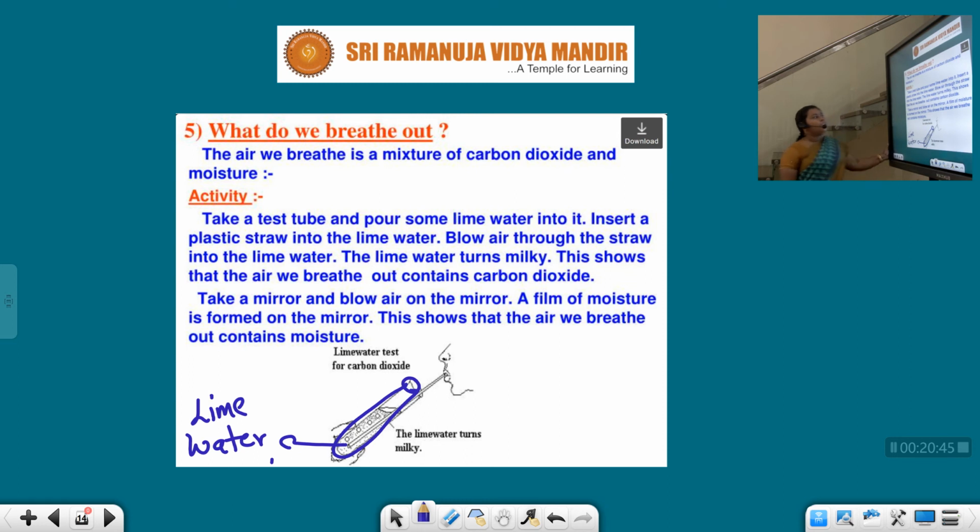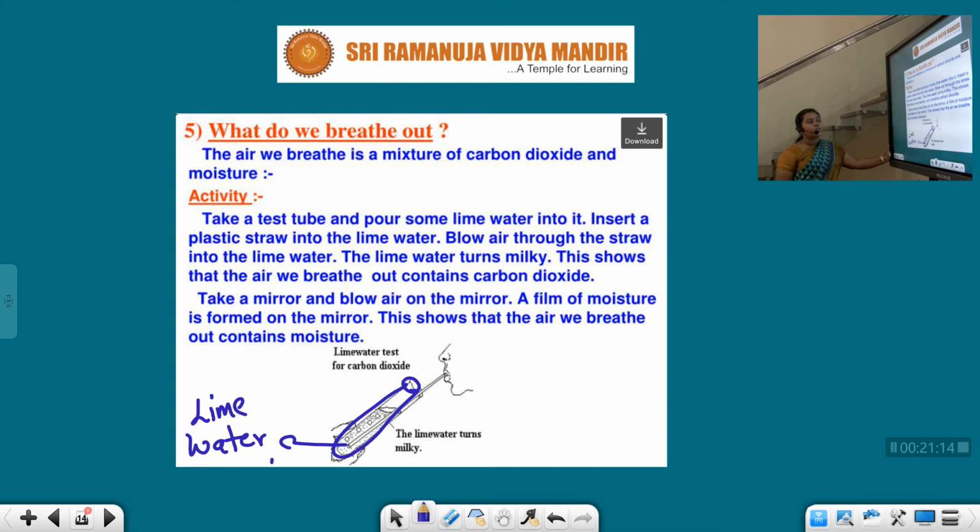Right. Now insert a plastic straw into the lime water, and blow the air through the straw into the lime water. So with the help of the straw, we need to blow the air into the lime water. The lime water turns milky. Whenever we are blowing the air into the test tube with the help of a straw, the lime water turns milky. So this shows that the air we breathe out contains carbon dioxide.